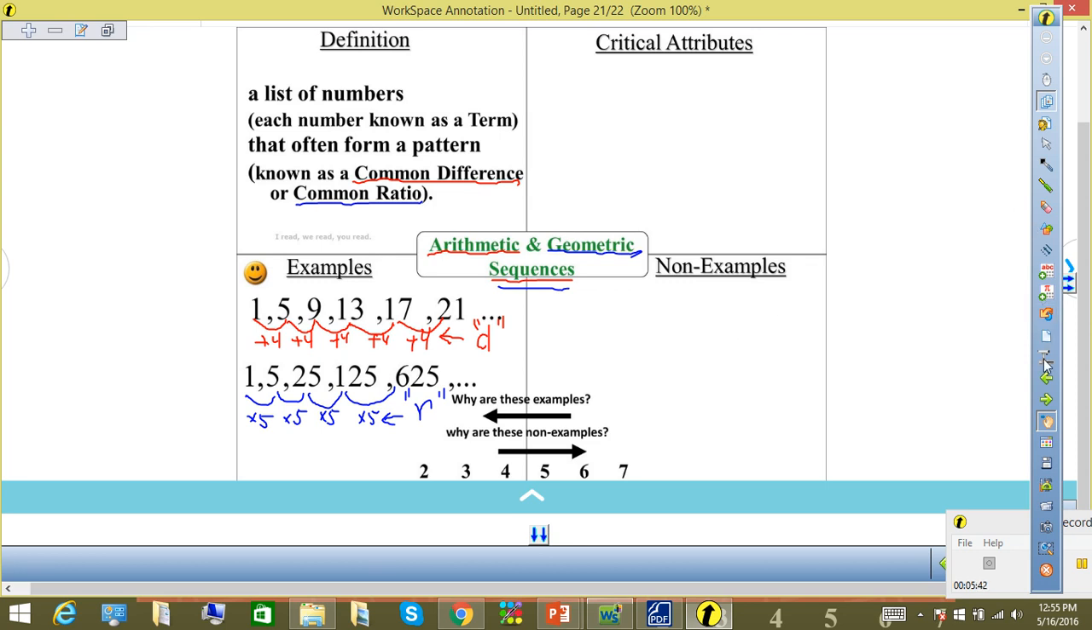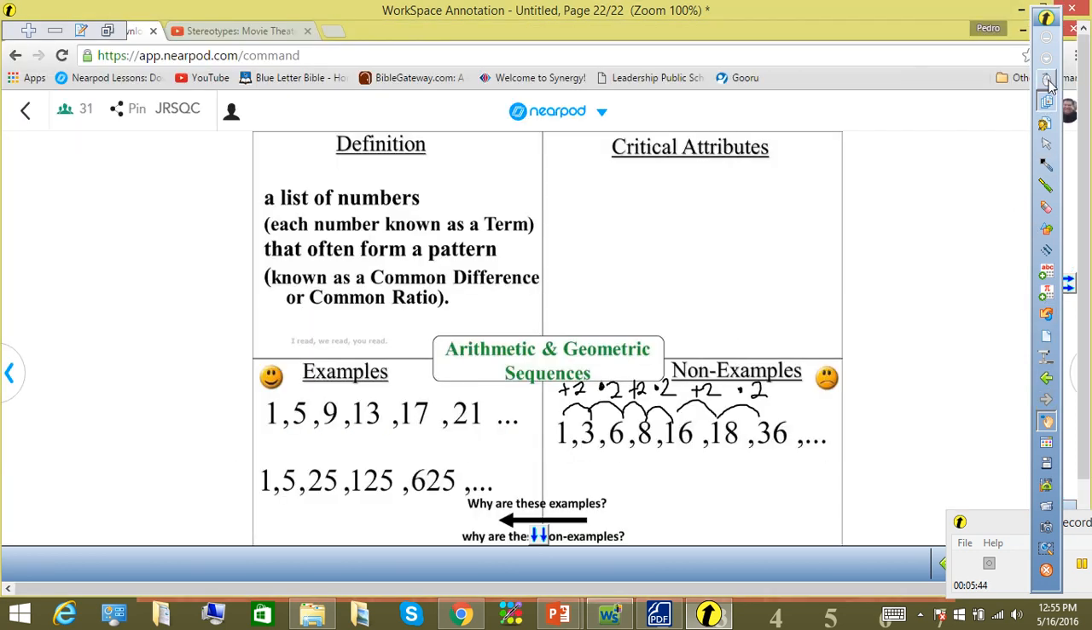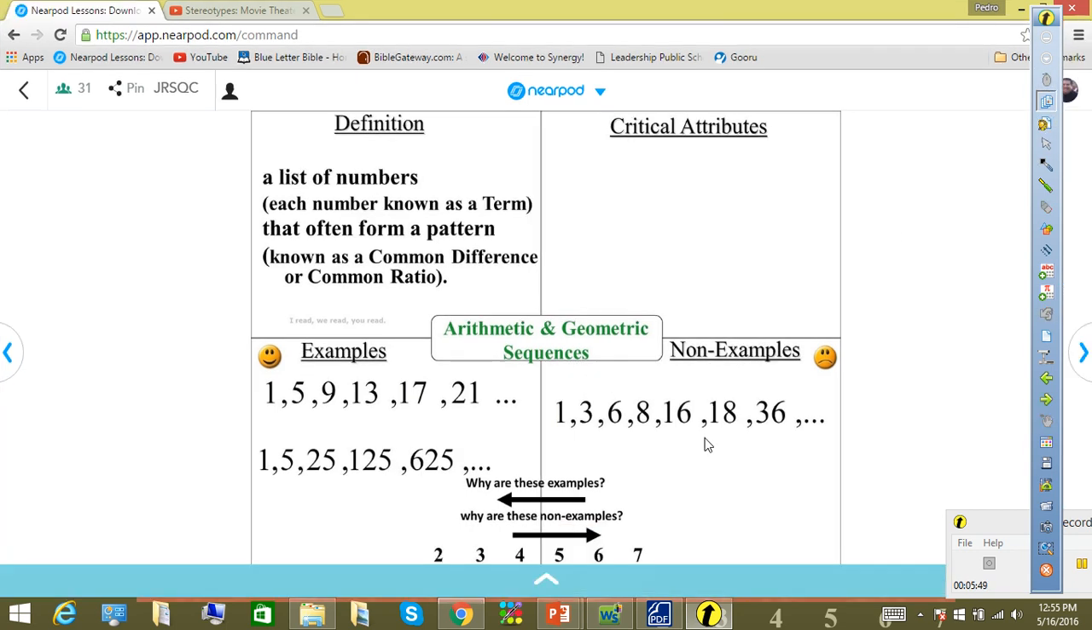And this one does switch back and forth. Therefore, what are the critical attributes? What is the first thing that you know that has to be consistent? Very good. So write that in the critical attributes. Consistent. And also, what is the other thing that they have in common? Look at these two. What do they have in common? That they are what? List of numbers. Very good. List of numbers, and it's a consistent pattern. Bam.